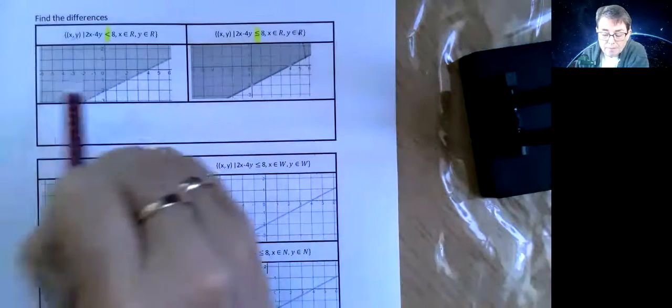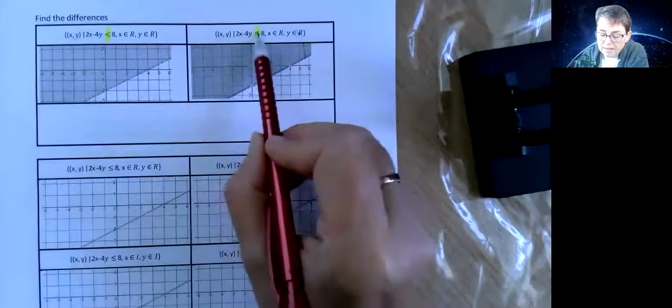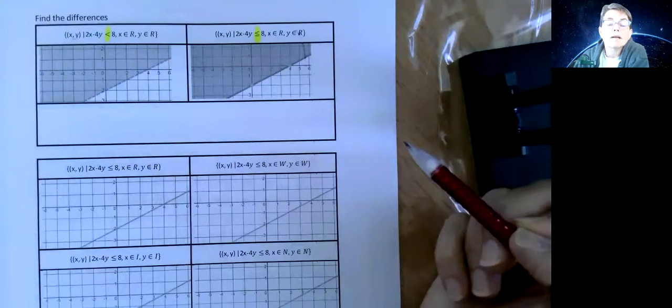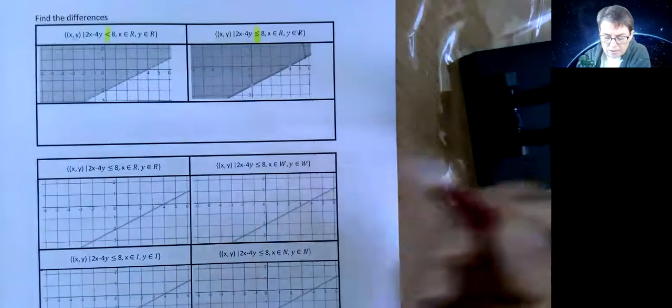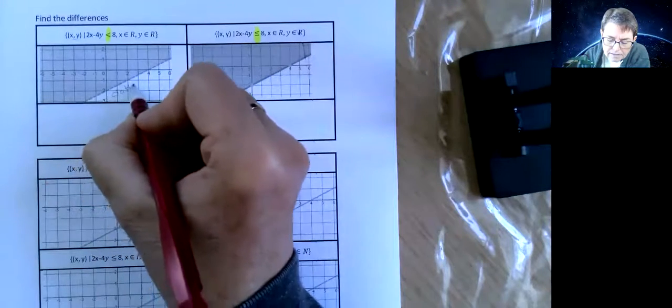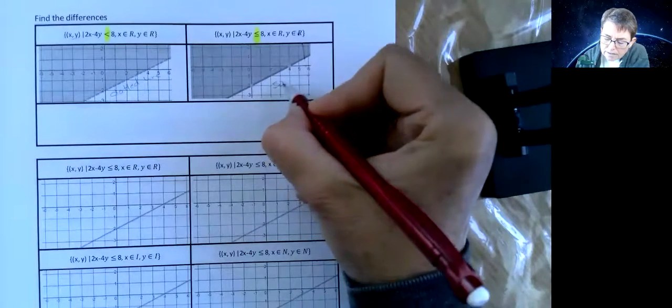But anyway, all I care is that this is a less than sign and this is a less than or equal to. Now, I want you to take a look at the two diagrams. What's the difference there? Don't go with the color of the shading, that's not important, but I hope you can see that this is a dotted line and this is a solid line.